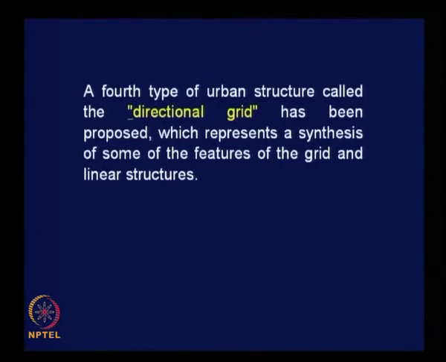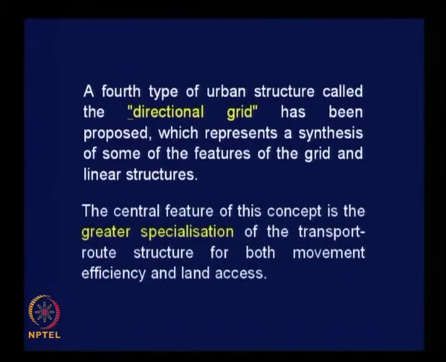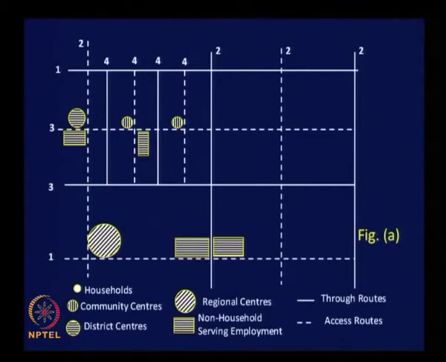Of course, a fourth type of urban structure, called the directional grid, has been proposed, which represents the synthesis of some of the features of the grid and linear structures, as we have seen earlier. The central feature of this concept is a greater specialization of the transport route structure for both movement efficiency and land access, as we have seen. And this is a structure which is relatively complicated.